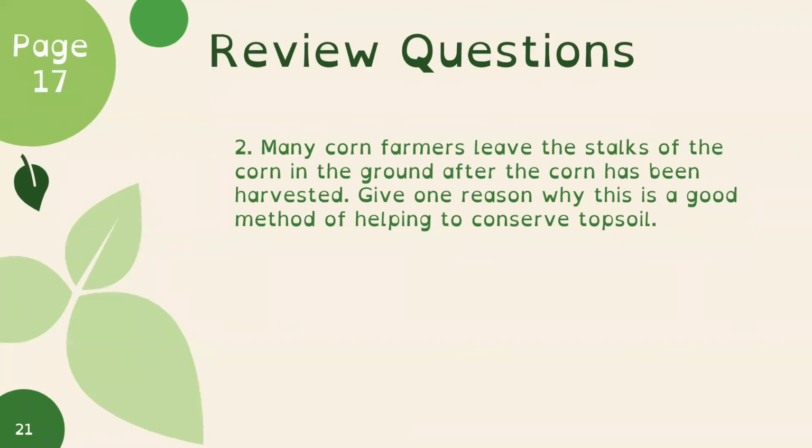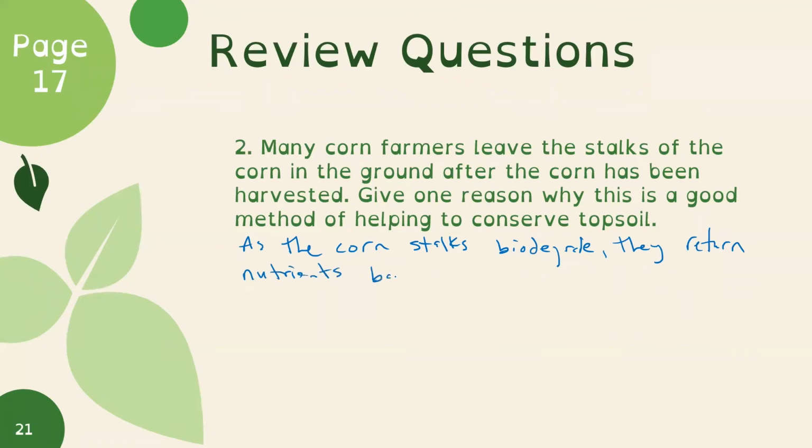And so the review questions for this one, number 2: many corn farmers leave the stalks of the corn in the ground after the corn has been harvested. Give one reason why this is a good method of helping to conserve soil. So as the corn stalks biodegrade, they return nutrients back into the soil.